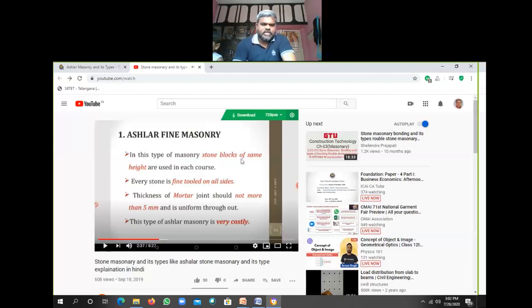In ashlar fine masonry, in this type of masonry, stone blocks of the same height are used in each course. Every stone is finely tooled. The thickness of mortar joint should not be more than 5 mm.